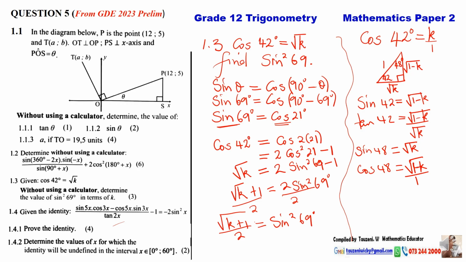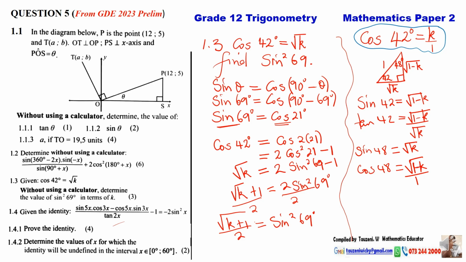Now, if you look at these expressions that I've written down here, they were not given, but they are all contained in one sentence, which says cos 42 degrees is equal to k. There is a very good chance of getting expressions like this in your maths paper. You need to know how to work with them.